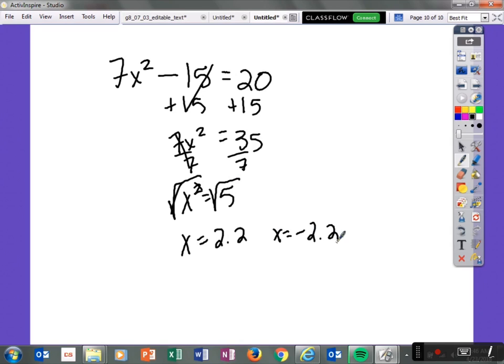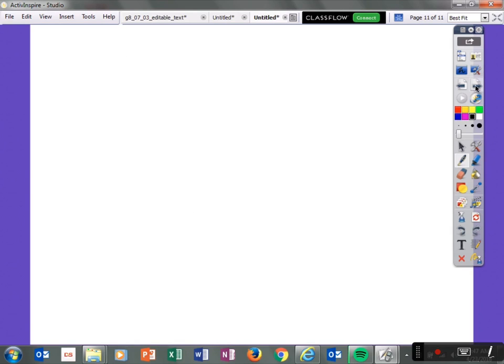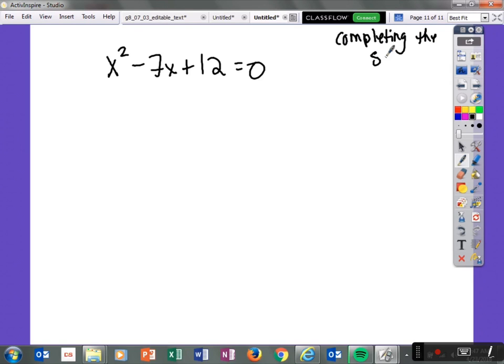So are we good on taking square roots? Yes. Okay. So what's our last one? Completing the squares. The easiest one. All right, so I need the third problem that we worked, the third one from the very beginning. It's x squared minus 7x plus 12 equals 0. All right, we're solving this one by completing the square.